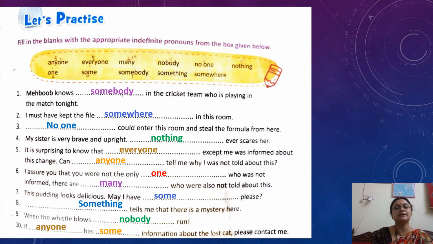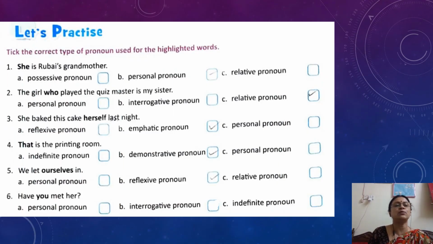Let's move to the next question. See what is the instruction here. Take the correct type of pronoun used for the highlighted word. The first question: She is Ruby's grandmother. So she here is a personal pronoun. Second sentence, the girl who played the quiz master is my sister, and the highlighted pronoun is who, which indicates the noun the girl. So here it will be a relative pronoun.